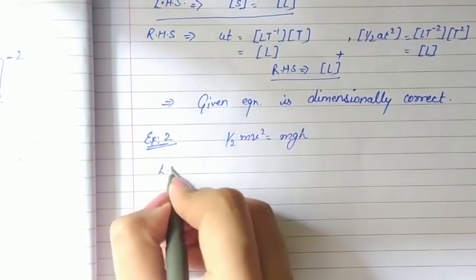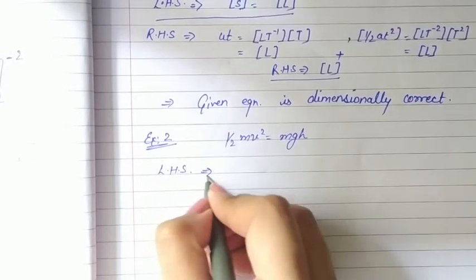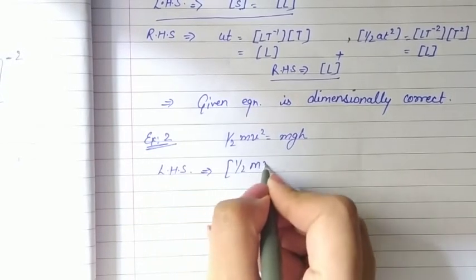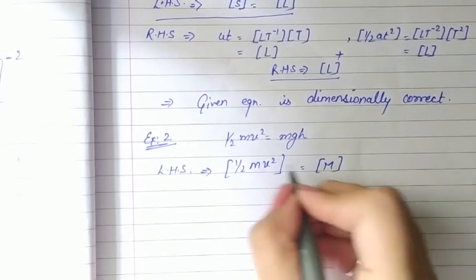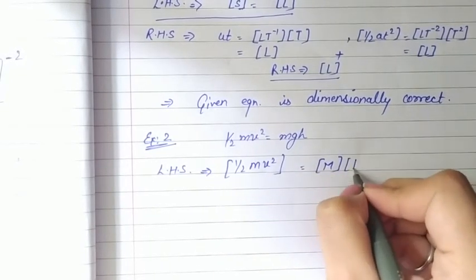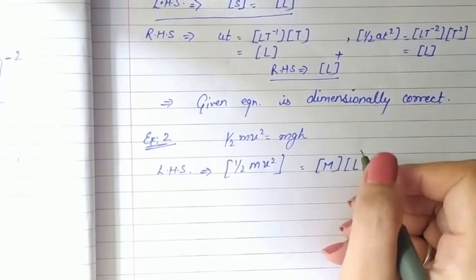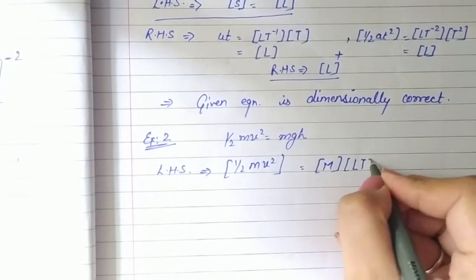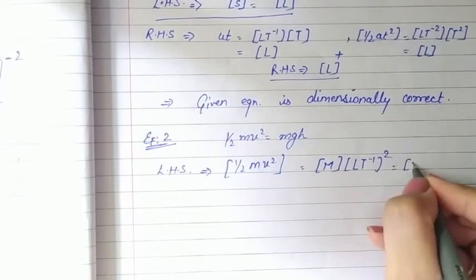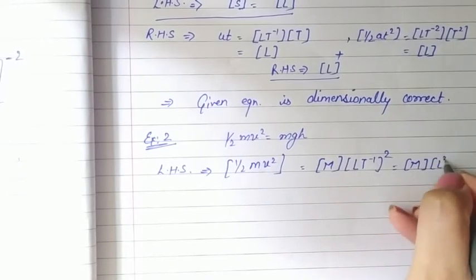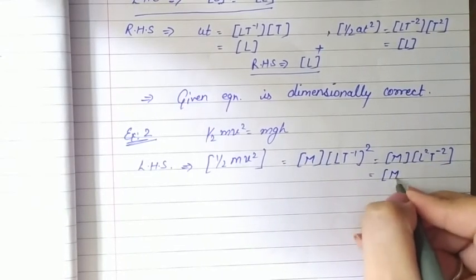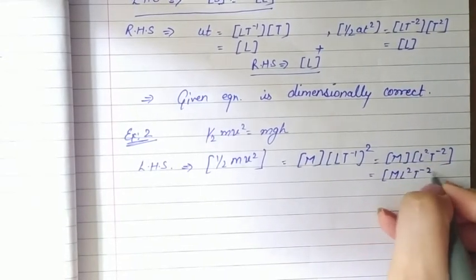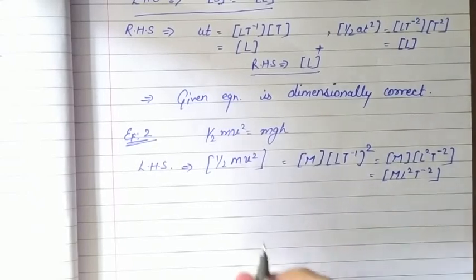For the left hand side, I have half mv square. For this, the dimensions will be of mass and the square of the velocity, that means LT minus 1 whole square. So LT minus 1 square will give L2 T minus 2. So we get ML2 T minus 2. That is actually the dimensions of energy.